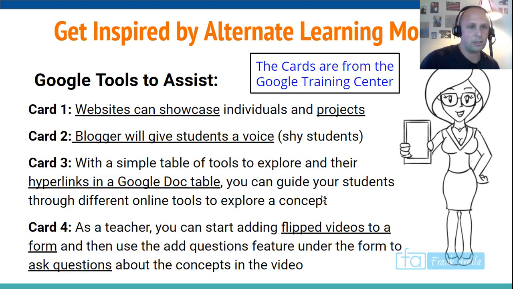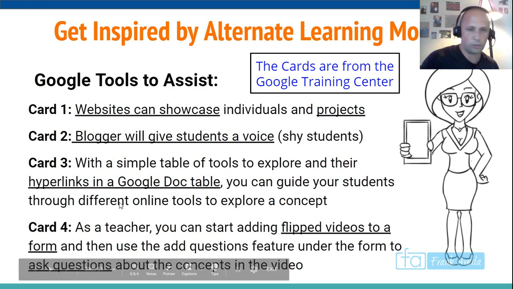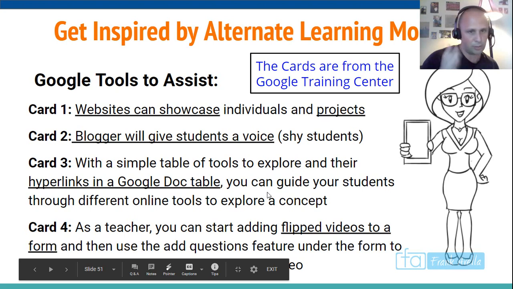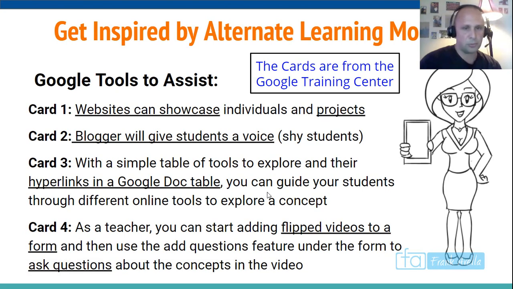paper. Card 3 says, and when I say cards, this is right from the Google Trainer website. So if you click on a card, this aligns with the Google Trainer website. So I'm just getting this all from the Trainer website. With a simple table of tools to explore and their hyperlinks in a Google Doc table, you can guide students through different online tools and how to explore a concept.